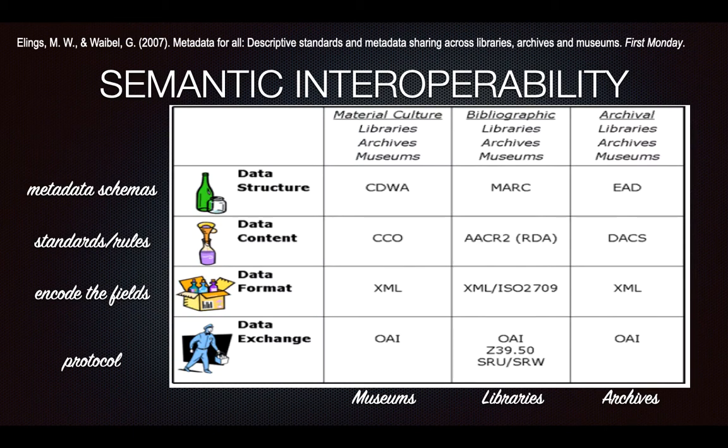Now, here are three examples of different metadata schemas. This is taken from Elings and Waibel's paper, Metadata for All: Descriptive Standards and Metadata Sharing Across Libraries, Archives, and Museums. Now, these standards were created as material specific to show that these standards are not limited to one particular community, represented here: museum, library, archives. The data structure is the metadata scheme. So you can see right off the bat, these are three different kinds.